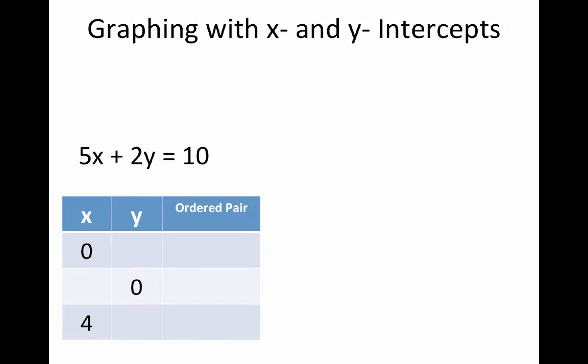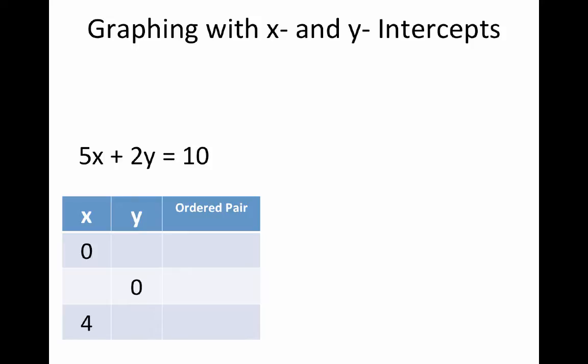Here's an equation, 5x plus 2y is equal to 10. Find the x and y intercepts. Here I also want you to plug in the value of x is equal to 4 to find another point for y to make sure you've done the math correctly. Go ahead and solve to find the x and y intercepts and the value of y when x is 4 while you pause the video.